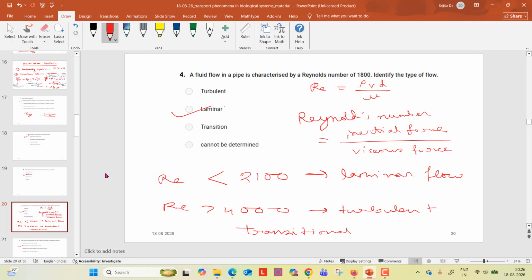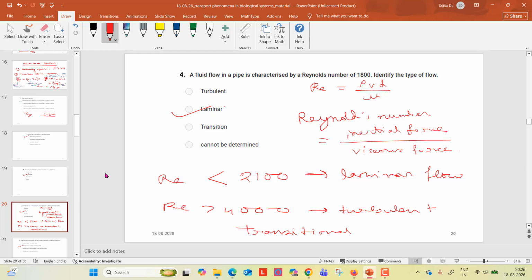A fluid flow in a pipe is characterized by a Reynolds number of 1800. Identify the type of flow. So, for pipe flow, we know from the lecture that when Reynolds number is less than 2100, it is laminar flow. When it is greater than 4000, it is turbulent flow. And when it is in between, it is transitional flow, right?